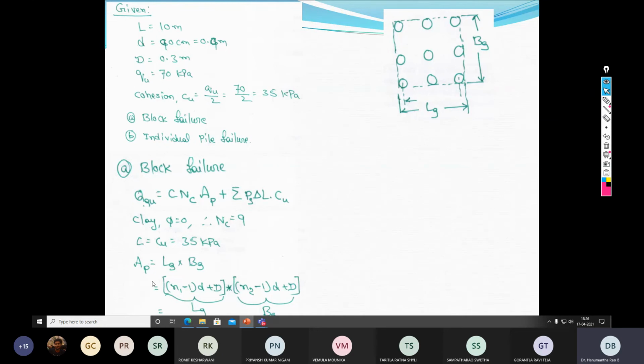So this is how we need to calculate the cross-sectional area of the pile group: LG multiplied by BG. If you substitute N1, the small d value and capital D value, what you get is 2.1 meter by 2.1 meter. So the cross-sectional area of the pile group is nothing but 4.4 square meter.